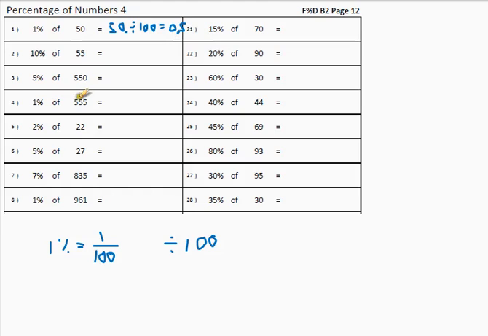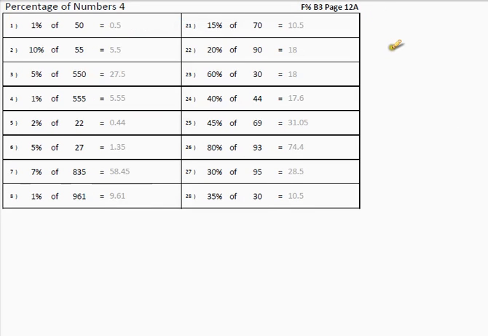So what would 1% of 555 be? That is 555 divided by 100. Point, move back 1, 2. It becomes 5.55. Okay, pause the video and complete this. We are moving on to the answers. Please check your answers there, pause the video to check.